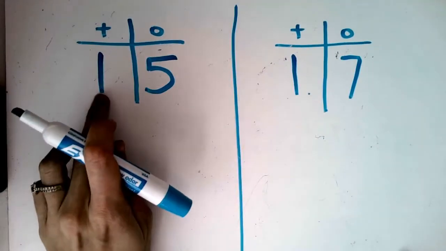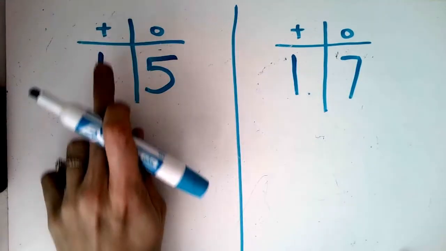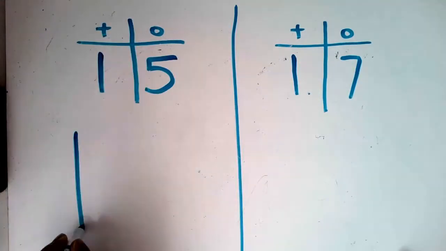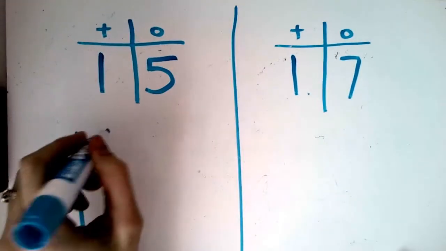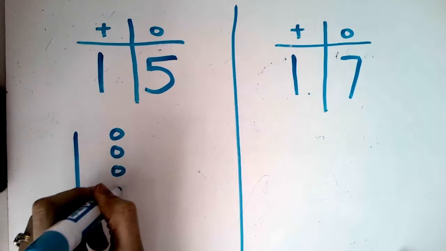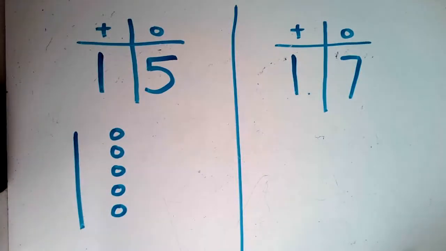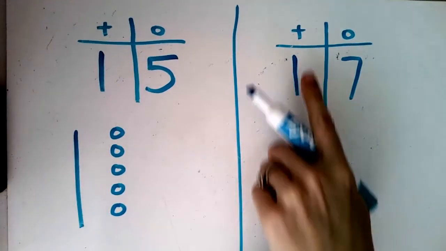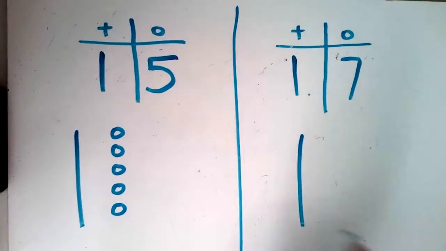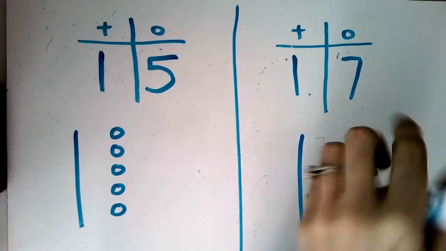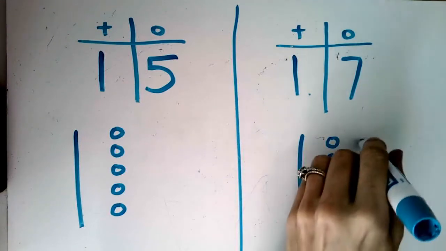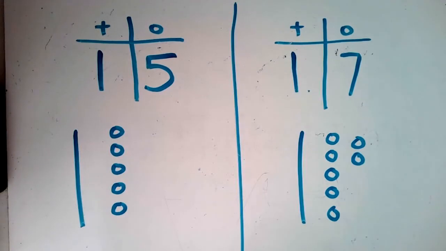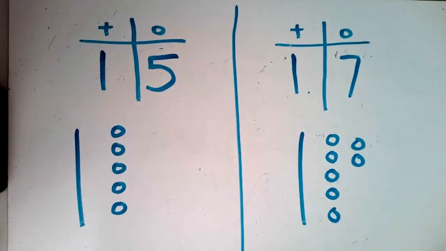So 15, I see in the tens column, there's a 1. So 1 10. Ones, there are 5. So 10, 11, 12, 13, 14, 15. Good. And 17, we see in our tens column, 1 10, and 7 ones. 11, 12, 13, 14, 15, 16, 17. Keeping my principles on those rows of 5 so that it's easy for me to see how many I have. All right.